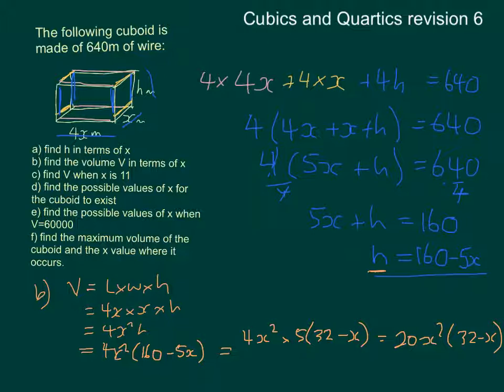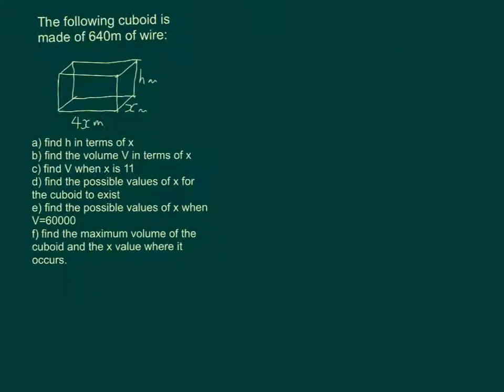Okay, we'll move on to another slide, which will have a bit more working space for me. Okay, so this is the same question. So firstly I'll write the answers from the first two parts in there. H was equal to 160 take away 5x. That was for part A, and for part B, the volume is equal to 20x squared multiplied by 32 minus x.